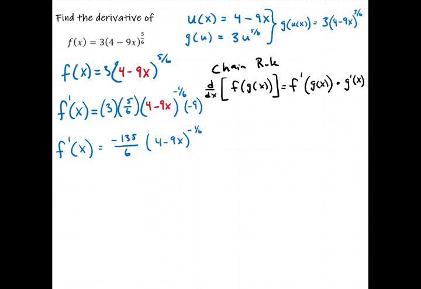So let's reduce this fraction here. These are both divisible by 3. So it looks like we're at negative 45 over 2. So negative 45 on top, 2 on the bottom. And we could bring the negative exponent, the negative 1 over 6, to the bottom. So we'll have 4 minus 9x to the power 1 over 6. All right. And that's about as simple as we could make this one.